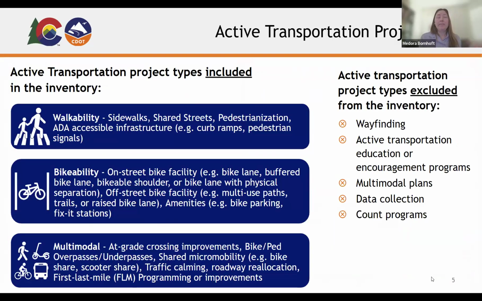So next slide. We have a similar breakdown here for the active transportation project types. There's a wide range of projects that can be included in this inventory. Things like new sidewalks, ADA accessible infrastructure, on-street bike facilities, off-street bike facilities, crossing improvements, traffic calming projects. So you can see the full list there. And then on the right are the types of projects that are not being captured as part of this inventory.